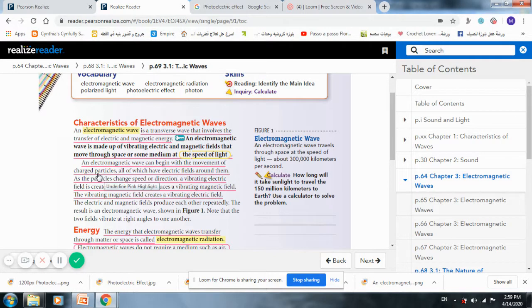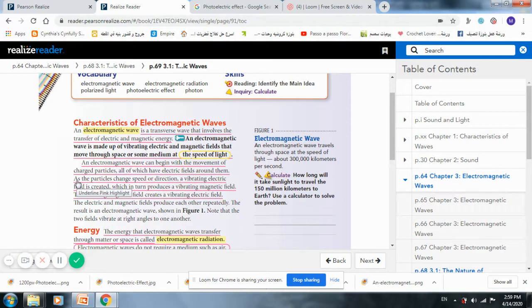Charged particles, for example, electrons, protons, helium, alpha, beta, all of which have an electric field. The electron has its own electric field. The proton has its own electric field.